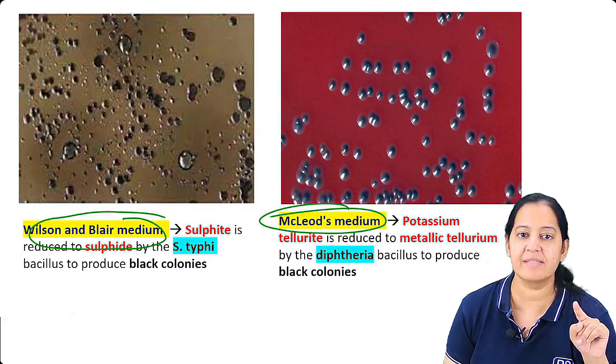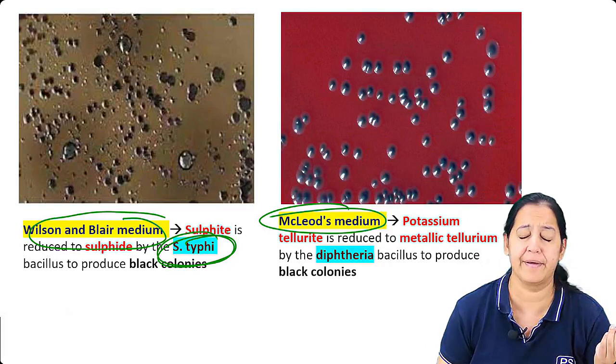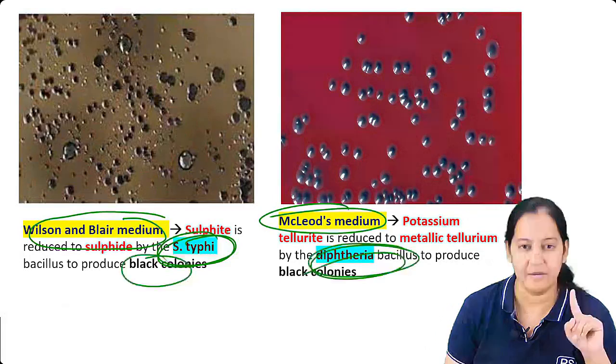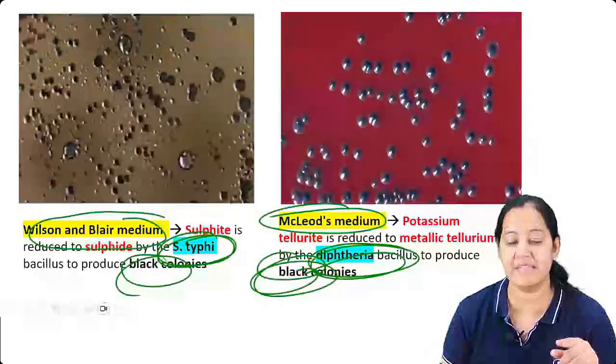Wilson and Blair, Salmonella will grow. The Salmonella grows in Wilson and Blair. So whenever Salmonella grows, black color will come here. Whenever diphtheria grows, black color will come here also. So the color is black in both. So what is the chemical which is giving this color?